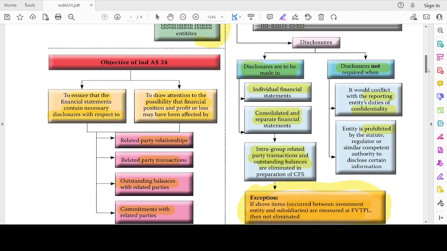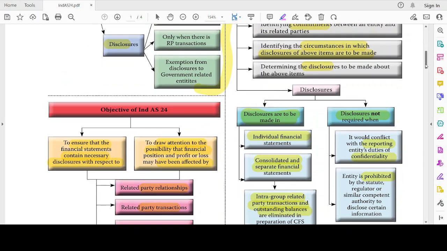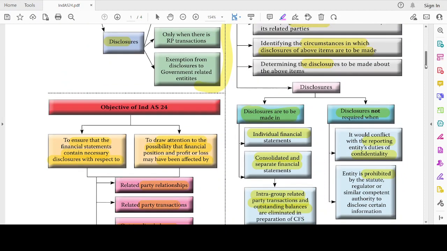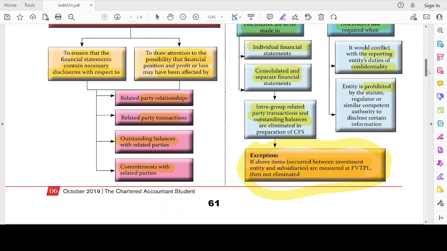So what we have understood till now is the scope of Ind AS 24, and the disclosures which are to be made and which are not to be made. Let's then understand the objective of Ind AS 24. This is to ensure the financial statements contain the necessary disclosures with respect to the four things we have identified. What are the four things? Relationship, transactions, outstanding balances, and commitments.